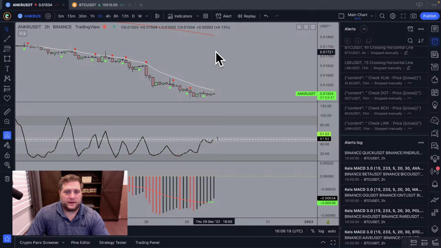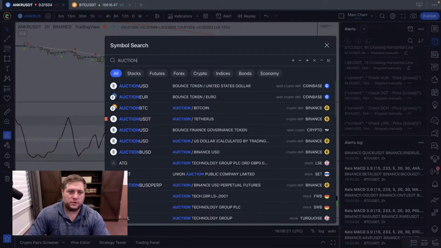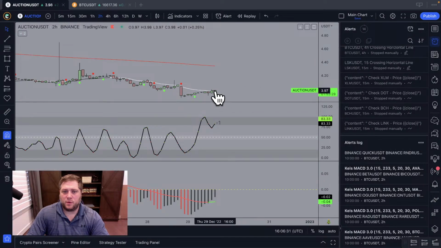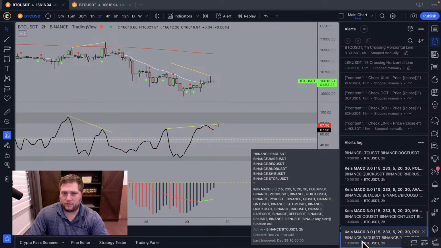Here is ANK. Here's our notification right here. Downward movement, not a good signal. Auction. Again, a bunch of small body candlesticks. Not good for us. We want to have breakouts on there.